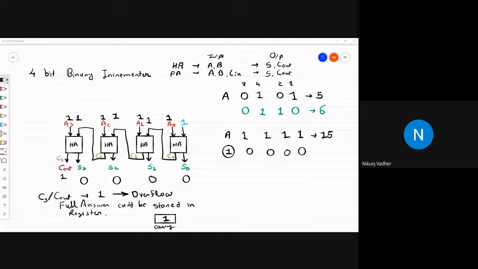So if we are getting an output carry, that means there is overflow in the data, and it should not move forward with the regular execution. It should check for the condition. Clear?